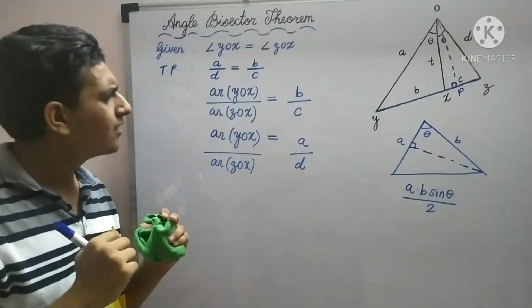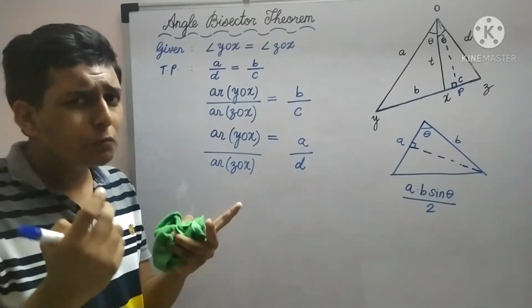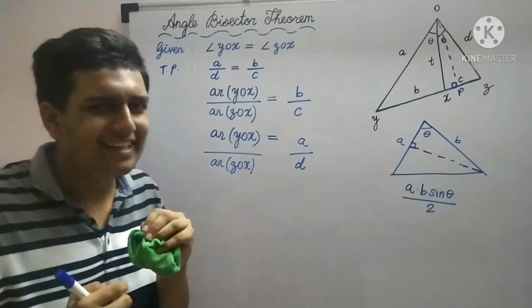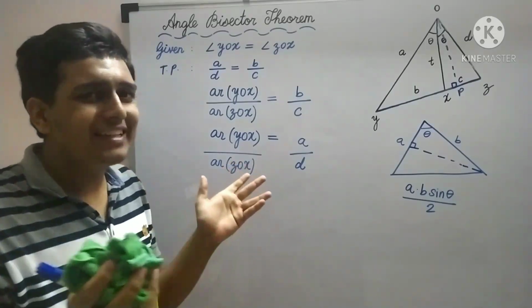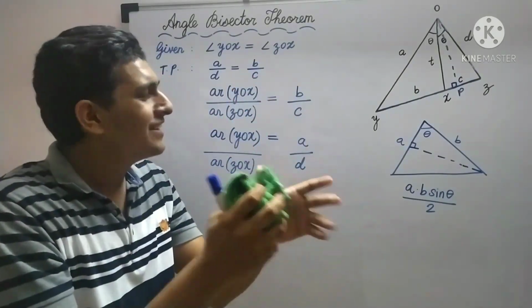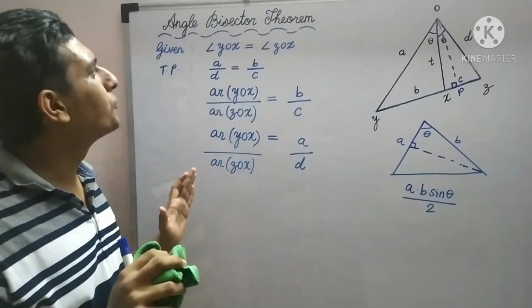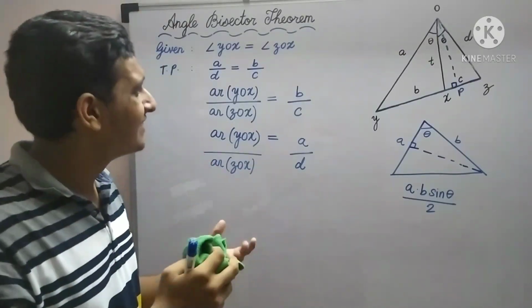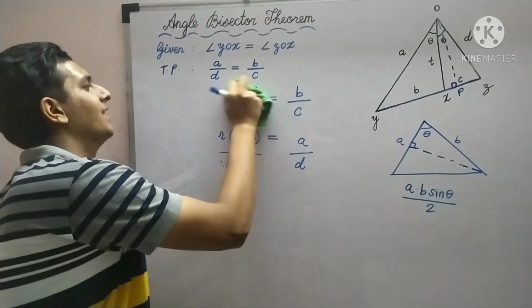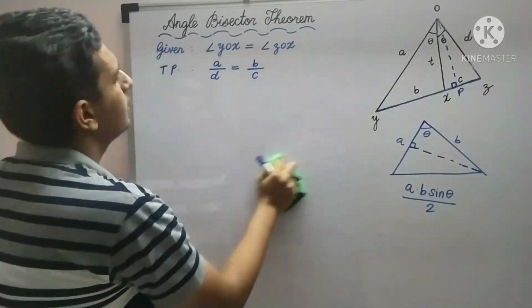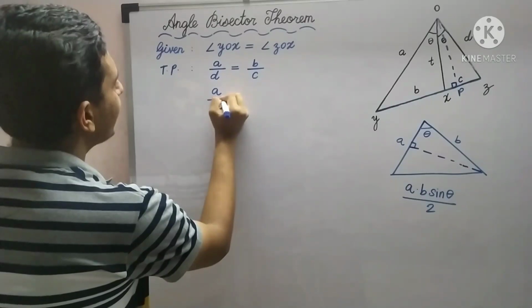But wait a second, didn't we derive that it was equal to B by C? Yes, we did. So if two things are equal to the same thing, they must be equal to one another. This is how we prove the angle bisector theorem. That is, B by C is equal to A by D.